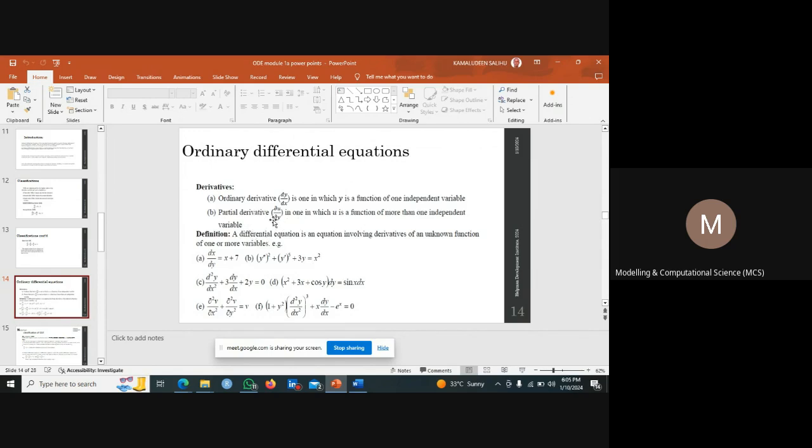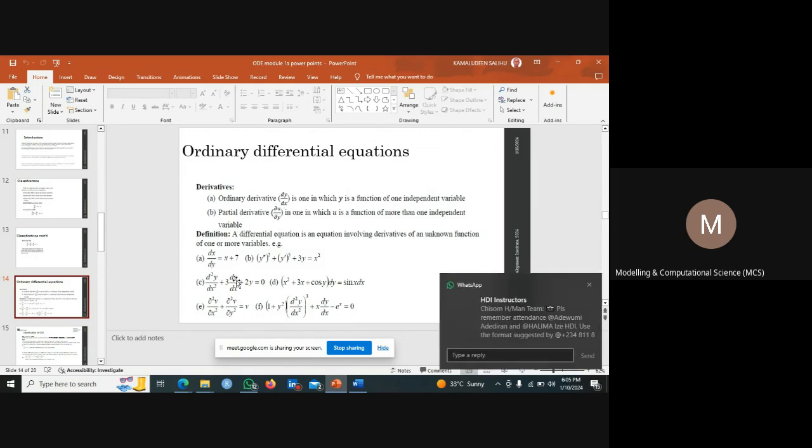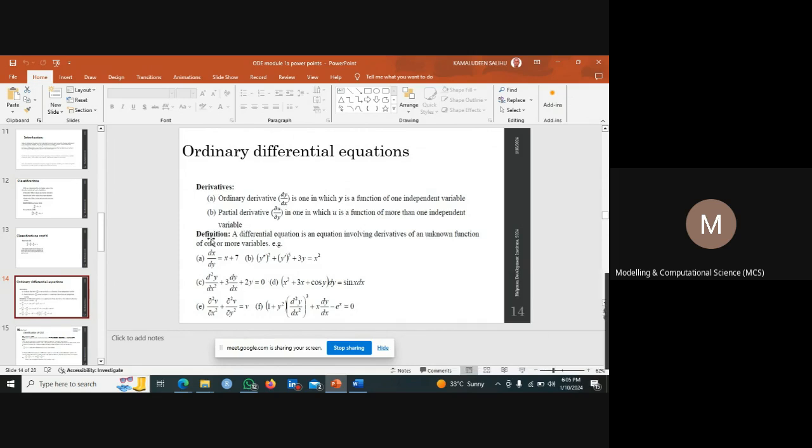This is how it is written. You can see it is different from the ordinary differential equation. In the ordinary differential equation, the d is standing very straight, while the partial derivative is somehow curved like delta. So the definition: a differential equation is an equation involving derivatives of an unknown function of one or more variables.